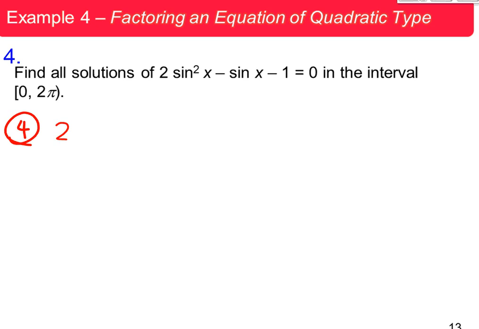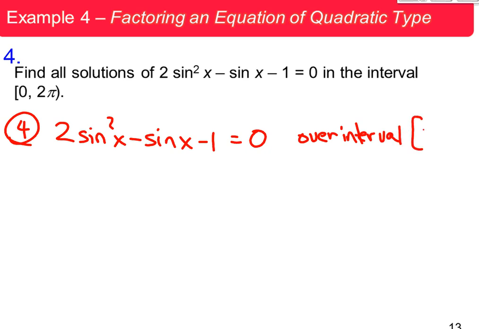So here's this one, 2 sine squared x minus sine x minus 1 equals 0. And we'll say over the interval from 0 to 2 pi. And we talked about the fact that we're not including the 2 pi because we're including the 0, and so we wouldn't do more than that.